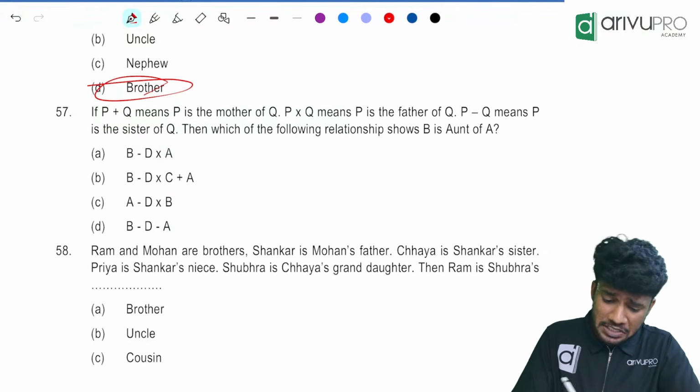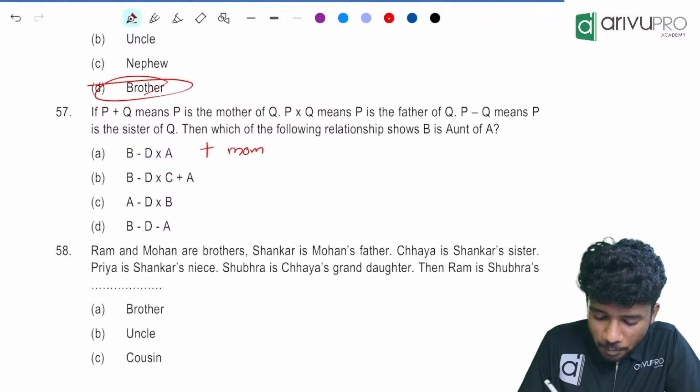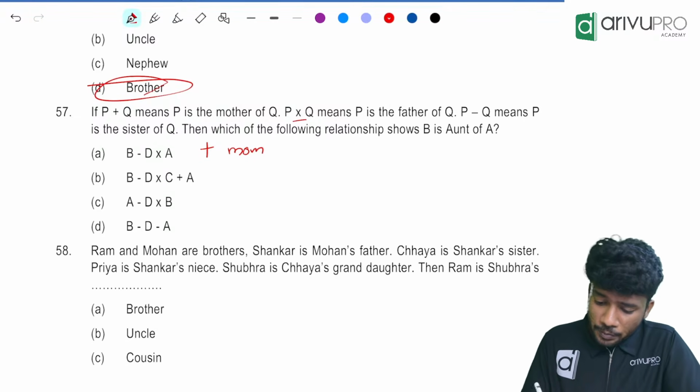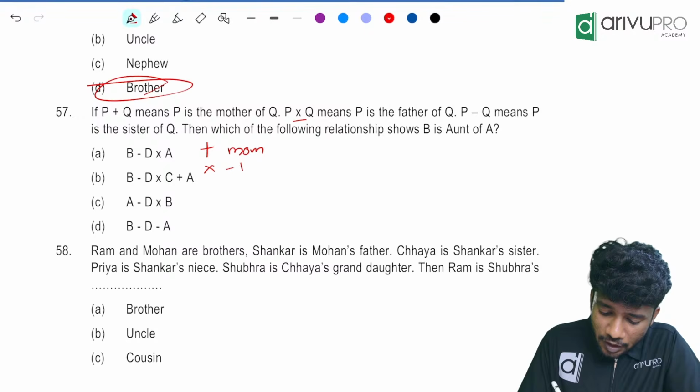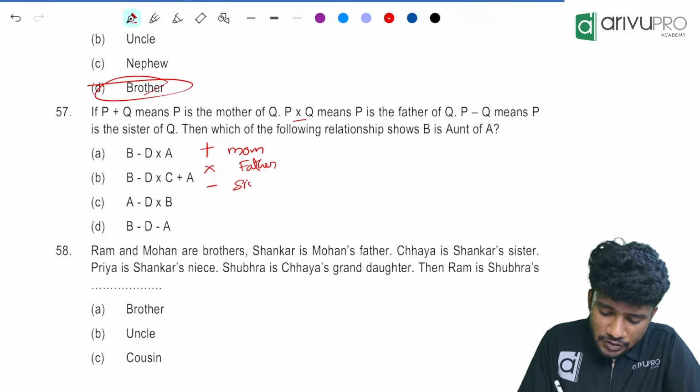P plus Q means P is the mother of Q. So plus sign means what? Mom. Then P into Q means what? Is the father. Correct? Into means father. Then minus means what? P is the sister.